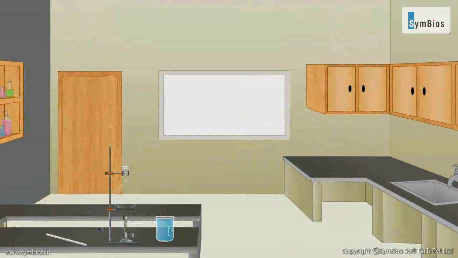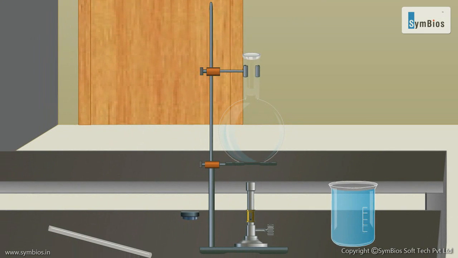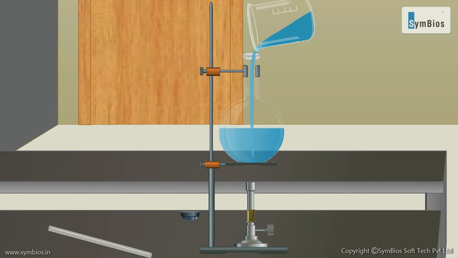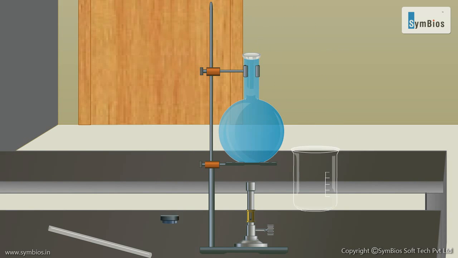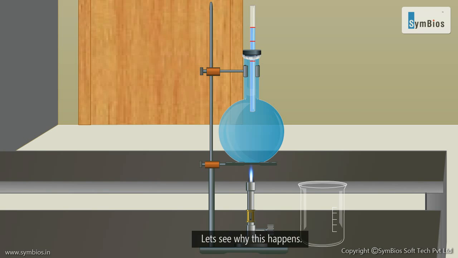Let us see an experiment that shows that expansion of a liquid increases its volume. Take a flask, fill water up to its brim and close it with a rubber stopper. Insert a narrow tube in the flask through the hole of the stopper. Now heat the flask and see what happens. Surprisingly, the water level first drops down and then starts rising. Let's see why this happens.